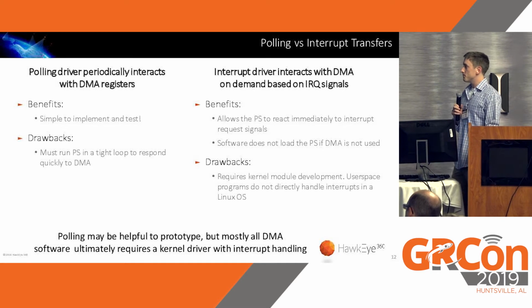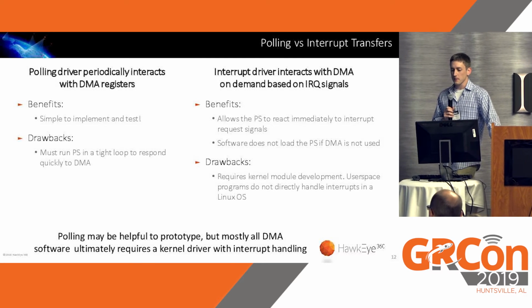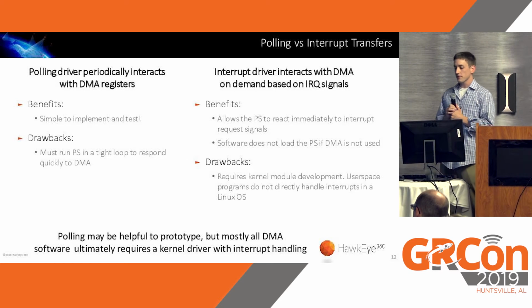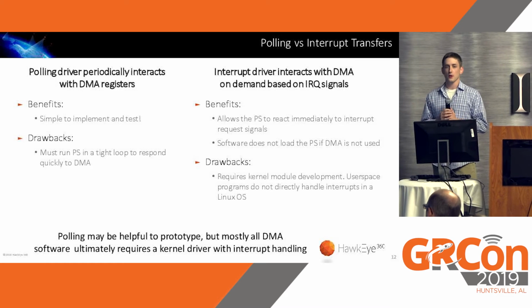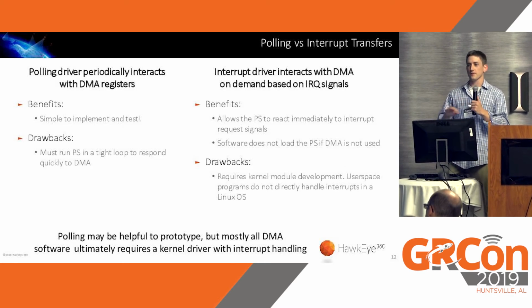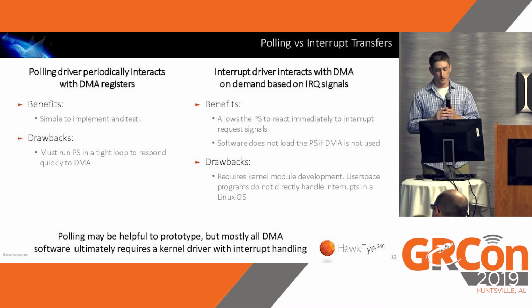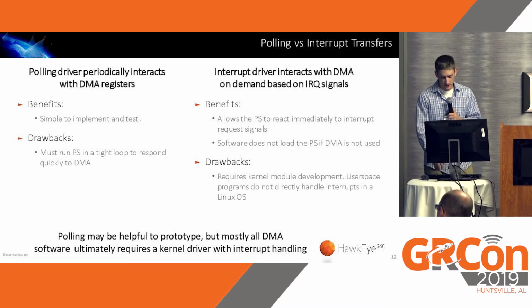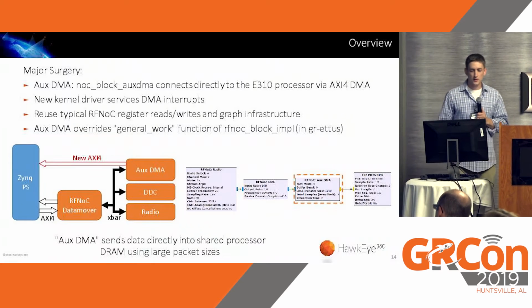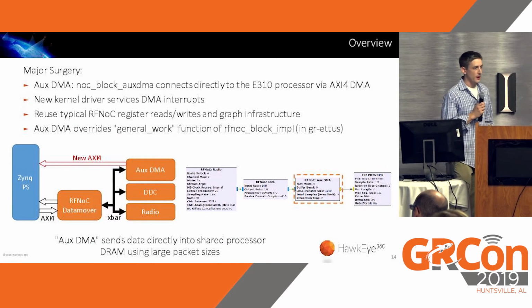Ultimately, DMA software is going to use a kernel driver because you have to be able to service the interrupt request, which is not something you can do in user space. It's more difficult to do because you have to write a kernel module. But we're here for software-defined radio, and it kind of fits in the five overlapping Venn diagrams that Robin showed earlier. So, I got to do it. Okay, what did we specifically do for our spacecraft?